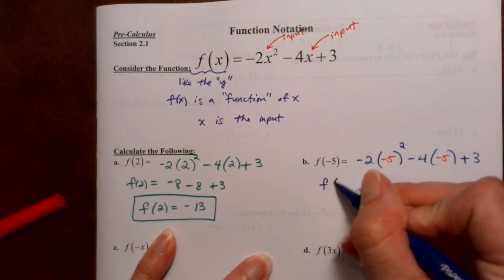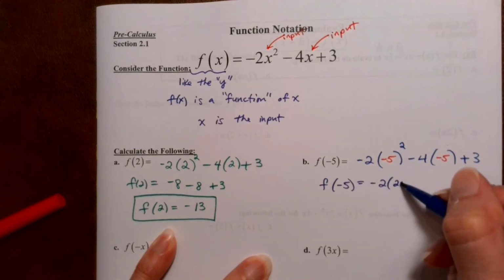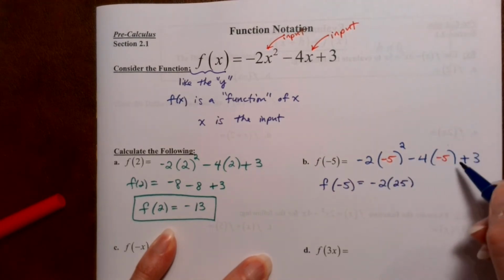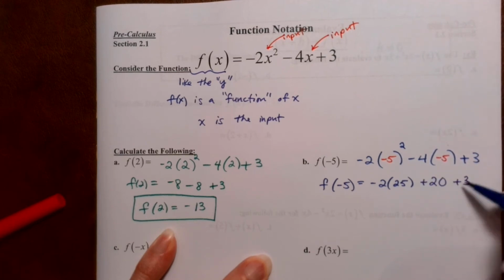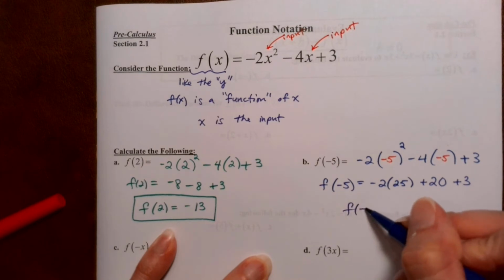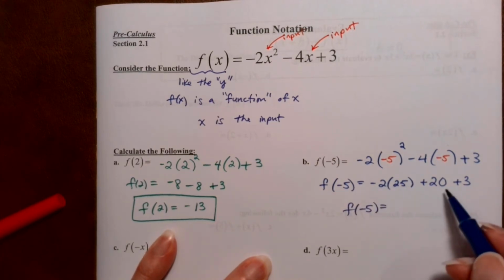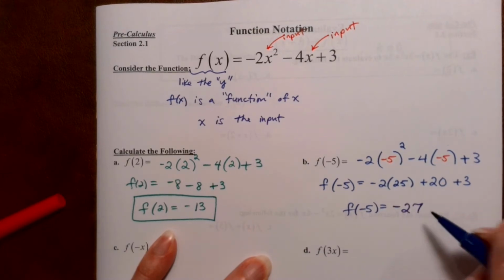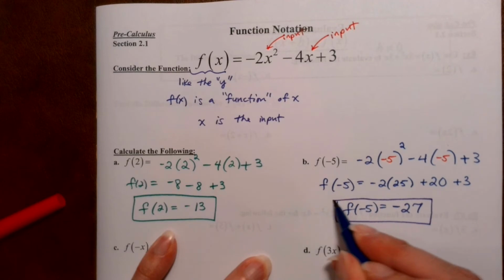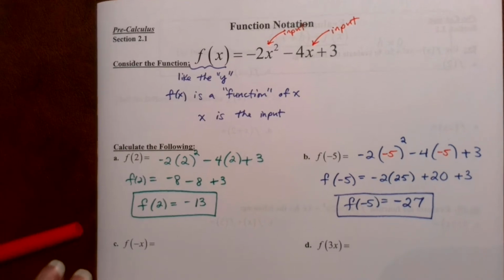All right, so f of negative 5 is negative 2 times positive 25. Negative times negative is positive 20 plus 3. So f of negative 5, this is negative 50 plus 23, that's going to be negative 27. Okay, so you want to show nice calculations here using your order of operations. Okay, let's take a look at letter C here.